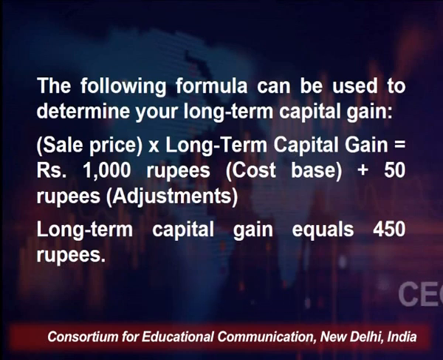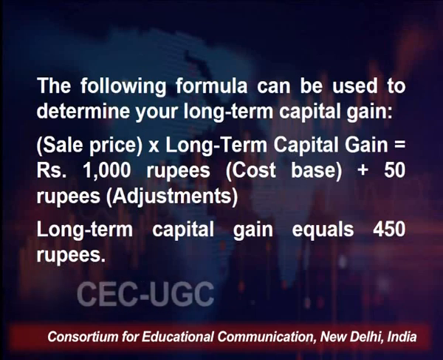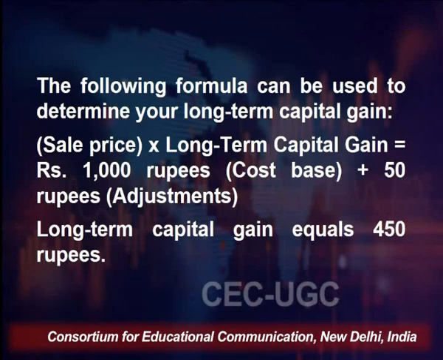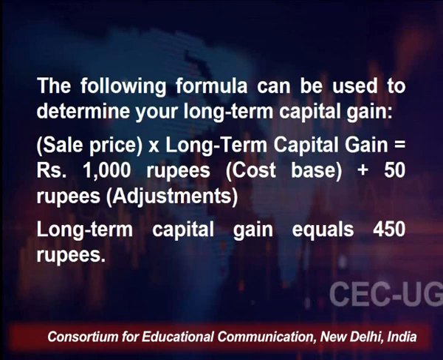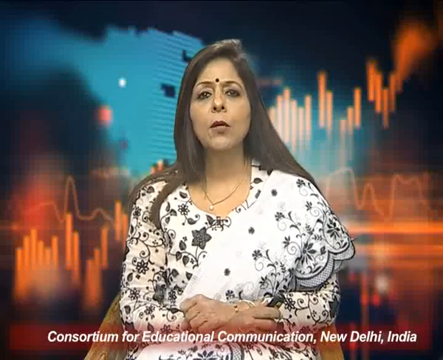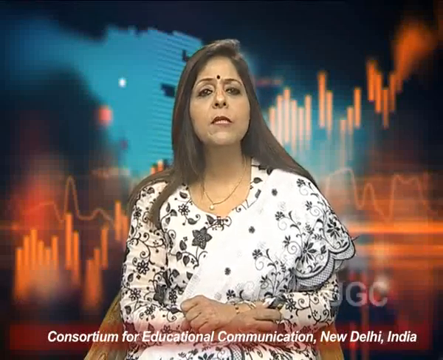The long-term capital gain is equal to the sale price of 1500 minus the cost basis of rupees 1000 minus 50 rupees, that is the adjustments. The long-term capital gain equals 450 rupees. So your long-term capital gain would therefore be rupees 450 in this example.